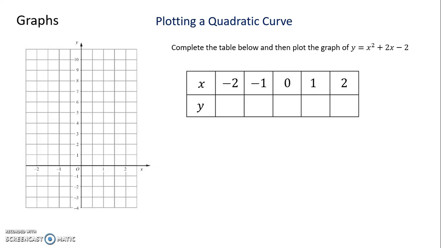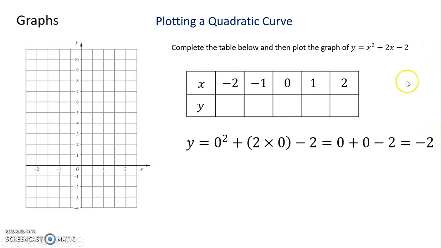Okay, we're now going to look at a bit more of a challenge question. So our quadratic this time, our function is much more complicated. We've got y equals x squared, add 2x, subtract 2. So I'm going to square 0, multiply 0 by 2, and subtract 2. So 0 squared is 0. 2 times 0 is 0, and then subtract 2. When I sum those up, I get negative 2.